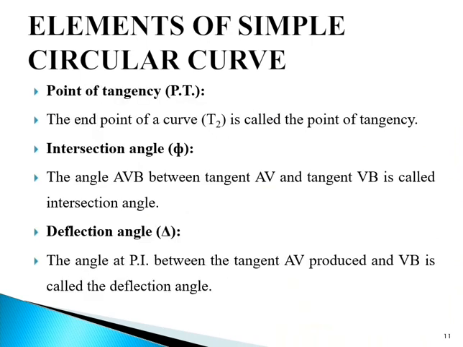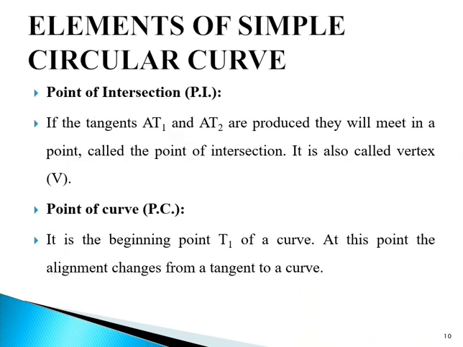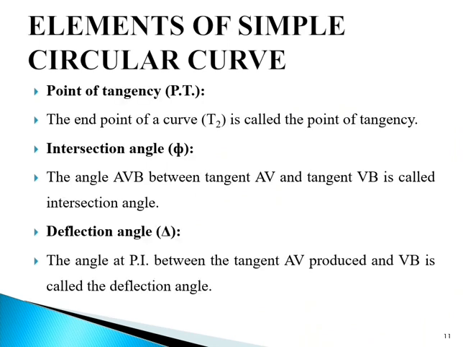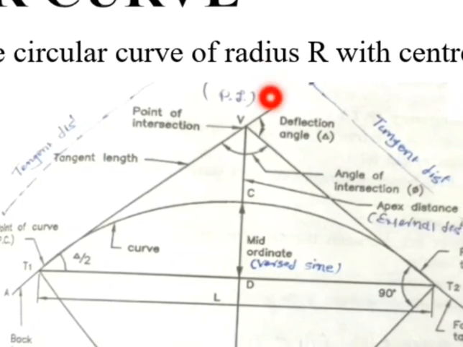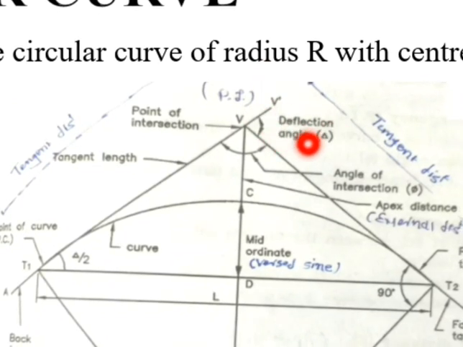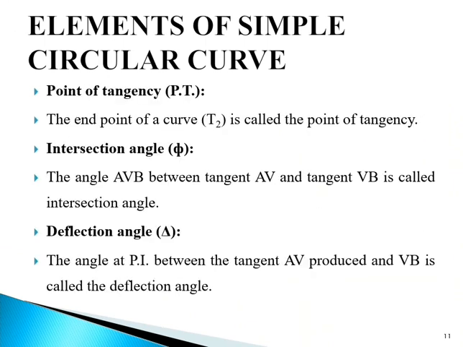Next is deflection angle. It is the angle at PI. What is PI? Point of intersection. All the terms will be in short form, so be sure you remember the full form of each. The angle at PI between the tangent AV produced and VB is called the deflection angle. The deflection angle is shown here, at the point of intersection, and it is denoted by delta.